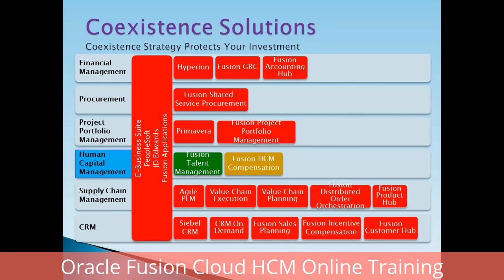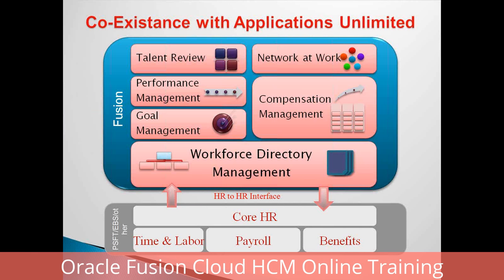If they are using those lower versions and want to coexist with Fusion Talent or Fusion Compensation, it is not possible. First, they must be on the current version of the e-business or PeopleSoft. That means for coexistence, Fusion Compensation or Fusion Talent, first of all, the customer must be on release 12 of the e-business, release 9.0 of the PeopleSoft. Then only they can plan for the coexistence if required.